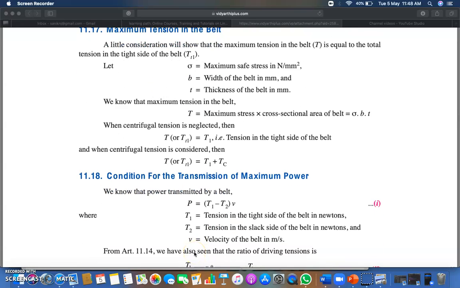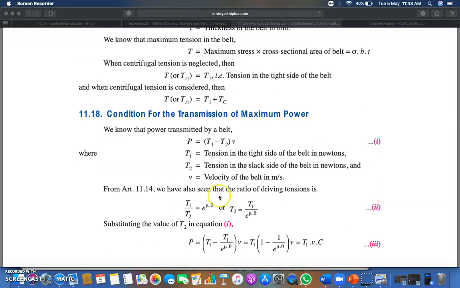Now the condition for transmission of maximum power: what will be the condition when maximum power will be transmitted from one pulley to the other, or from one side of the belt to the other side? So you have to know that T1 by T2 is equal to e to the power mu theta. Replace the value of T2 with this equation in the power formula, then you will get this expression.